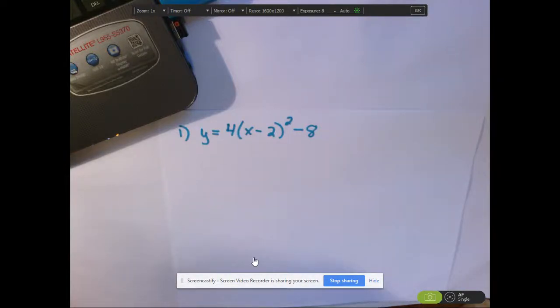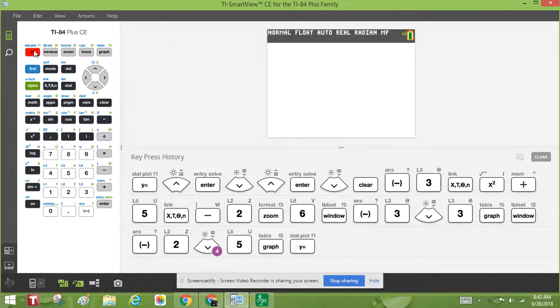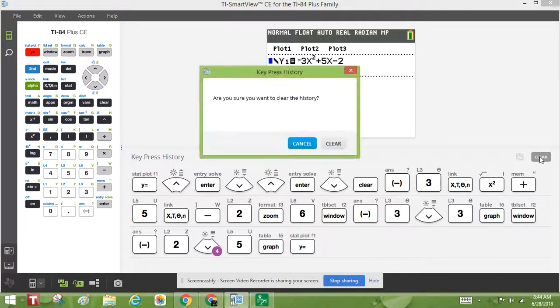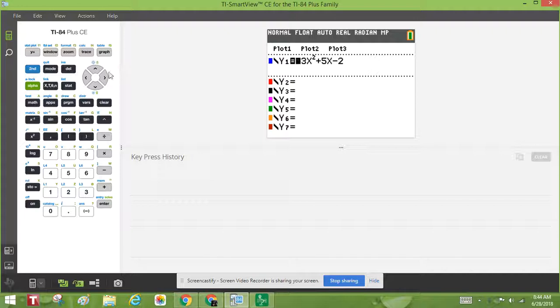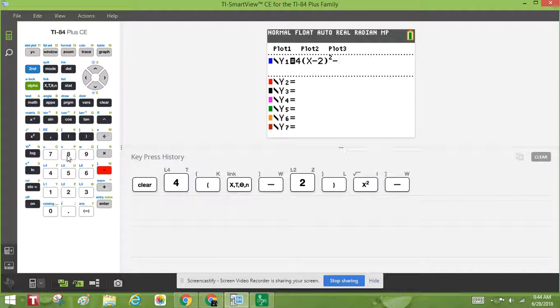So let's go ahead to our calculator, and let's put this into our y editor. I have an equation in here already, so I'll clear that. Let me clear all my data here. All right, let's clear that equation, and let's put the equation in: 4 parentheses, x minus 2, close my parentheses, square that, minus 8.